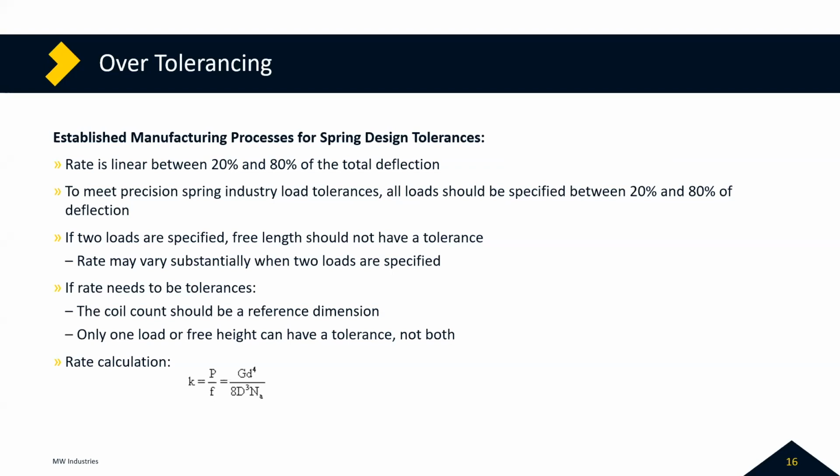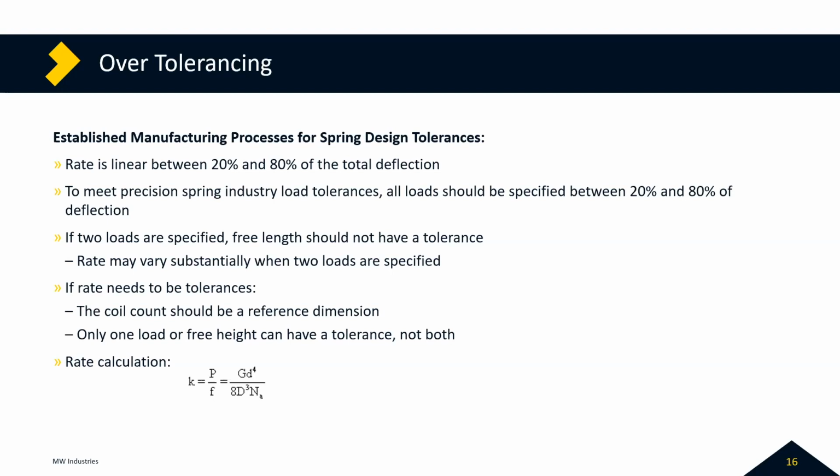But to meet precision spring industry load tolerances, you should always try to specify that rate between that 20 and 80%, in your load situation as well. And if two loads are specified, you shouldn't provide a free length tolerance. If you'd like to keep your load within 3 to 8% of tolerance, that should be more than enough to keep free length where you need it to be.